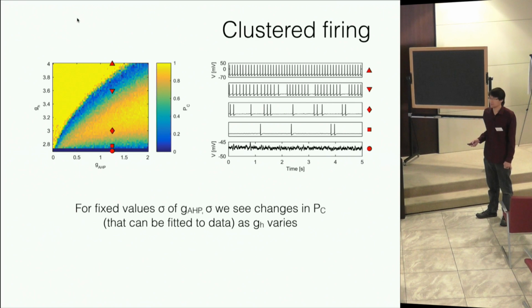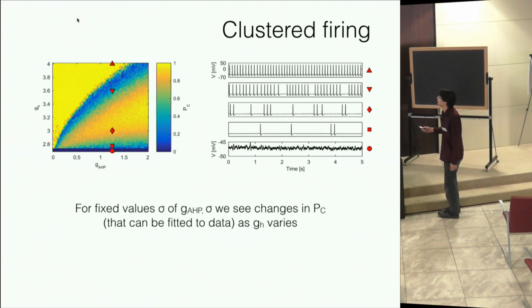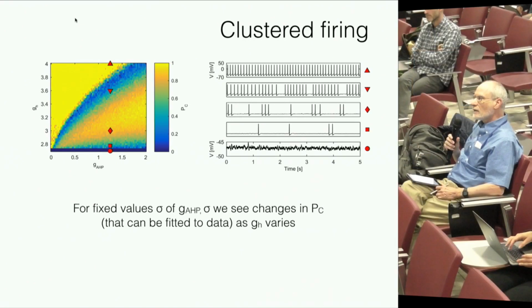I'm having trouble understanding your color code. Right. The uppermost one, which looks like tonic firing, is solid yellow, which should have a clustering fraction of 1. Right. Yeah. So okay.